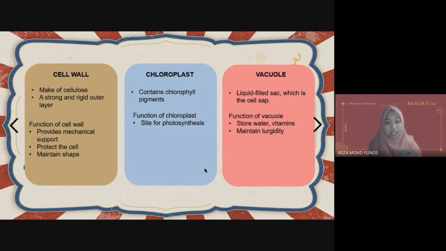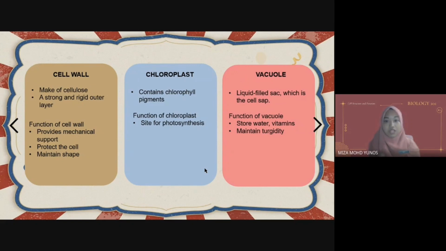While for chloroplast, it contains chlorophyll pigment. So chloroplast is basically an organelle that contains chlorophyll pigment in it, and the function of chloroplast is to be the site for photosynthesis. So chlorophyll in the chloroplast will absorb the sunlight and turn it into energy for photosynthesis.